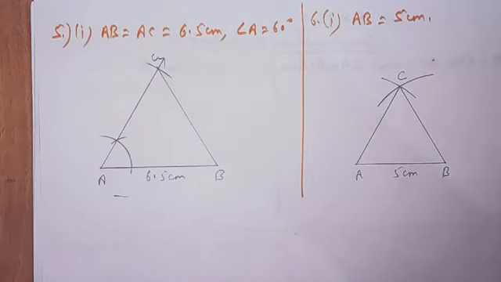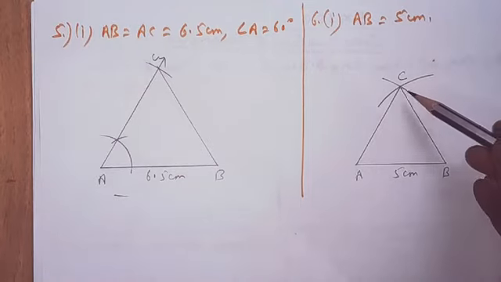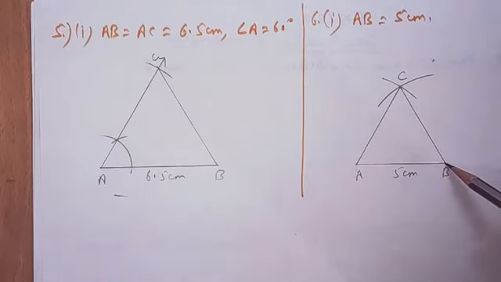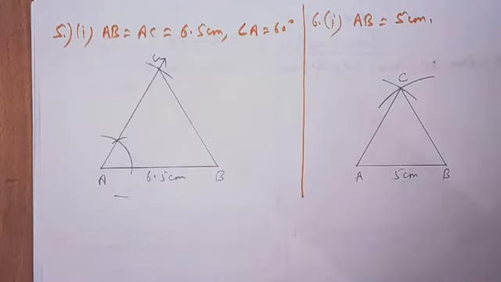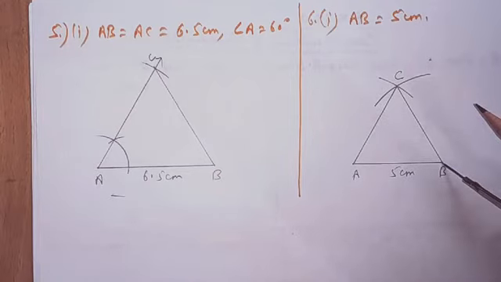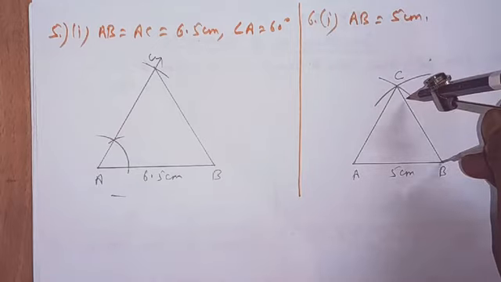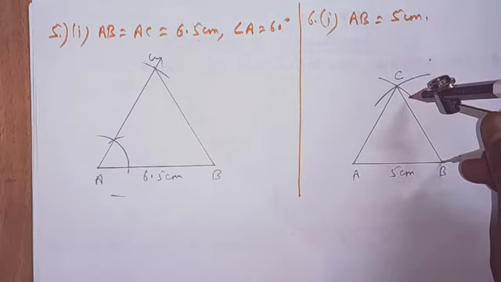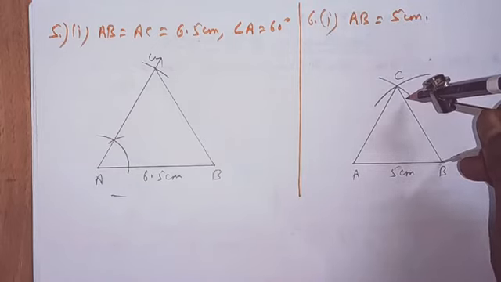Okay. Now further some extra points are also here. Draw perpendicular bisectors of BC and AC. Now see, how do we construct the perpendicular bisector? If I want to construct the perpendicular bisector of BC, I will place the tip of the compass here at B and open the compass more than half of the length of BC.